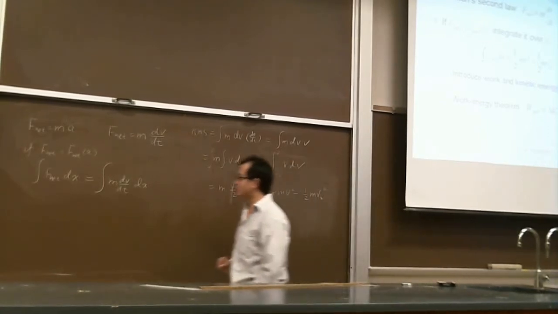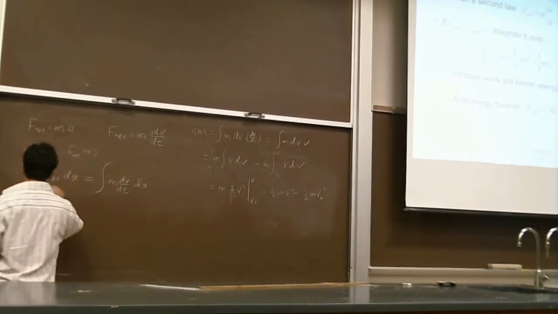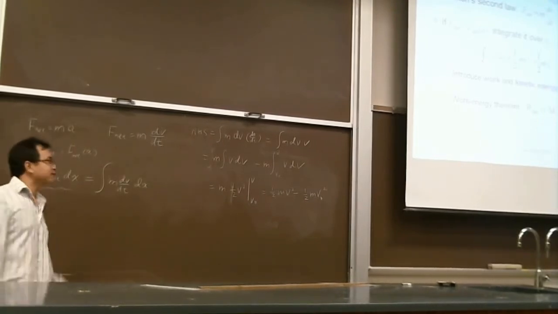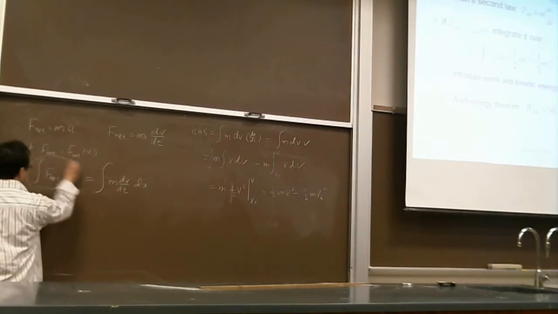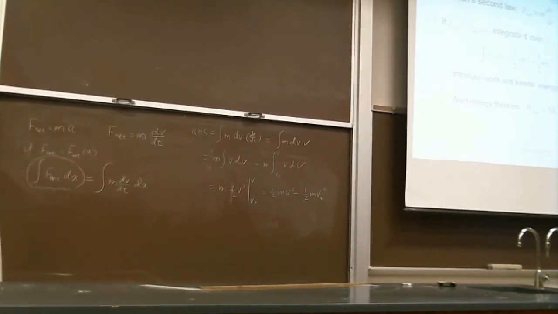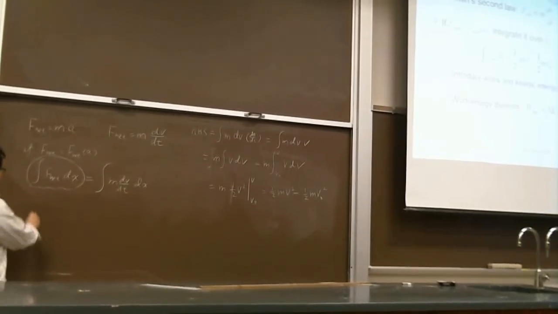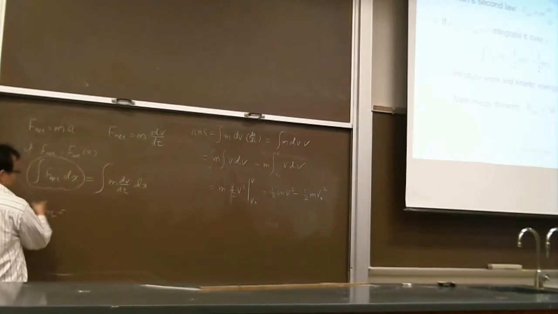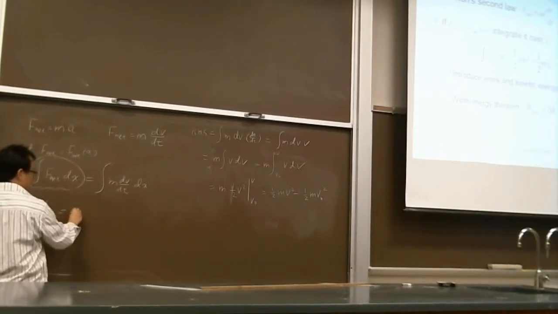Now the left-hand side. Of course we cannot do anything unless we know the exact form of F net of x. It can be any form. But we can give this whole thing a name. It's called the work done by the net force. So the left-hand side equals the right-hand side.